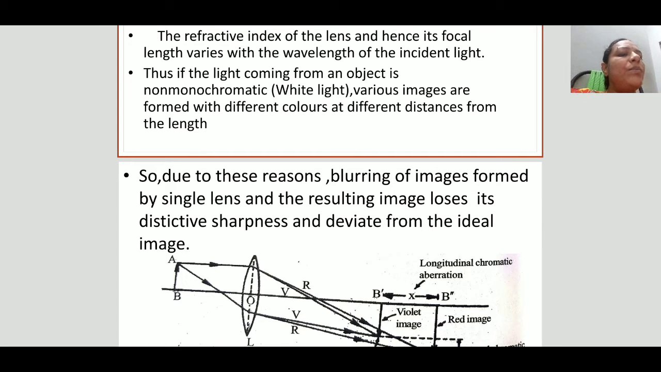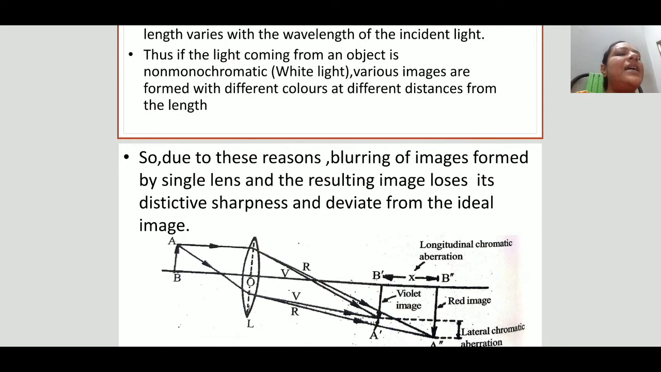So we get a blurring of images formed by a single lens, and so the resulting image loses its actual sharpness and deviates from its ideal image. This means the image is formed with different types of defects. This is known as aberration. Simply, aberration is nothing but a defect in the images.